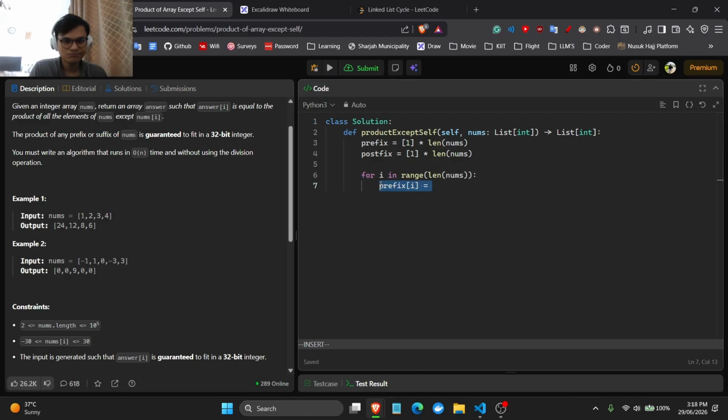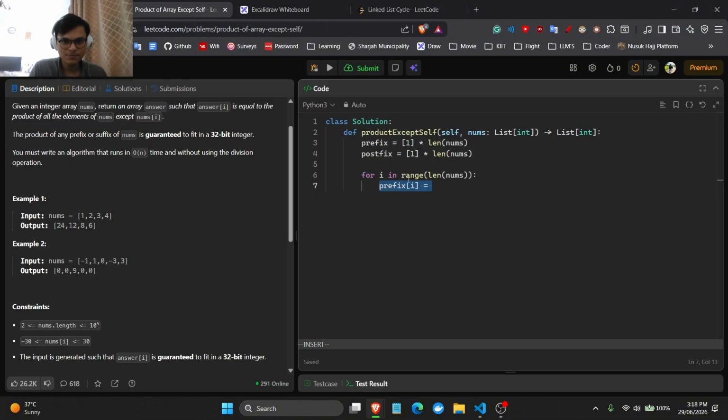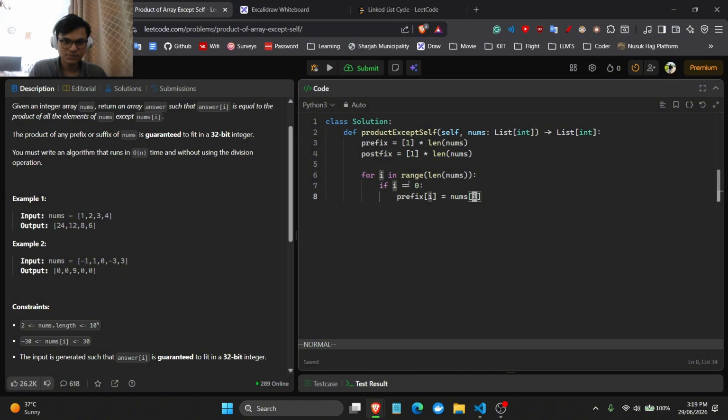So I'm thinking, so it's 1, right? It's the starting of the element, so we'll do prefix is equal for that I, and I can put 0 over here, but for this I, it's just gonna be, right, prefix will be that.